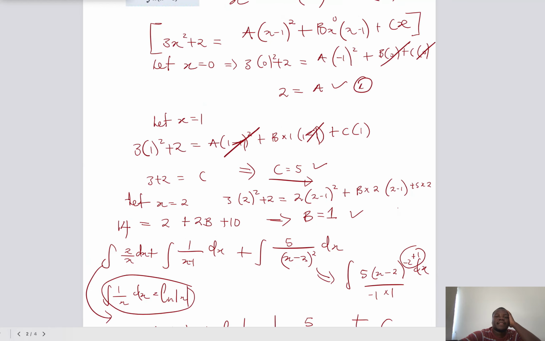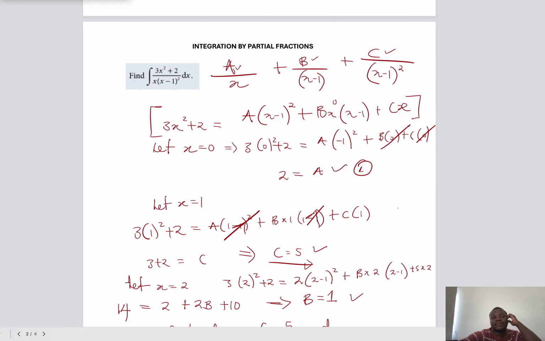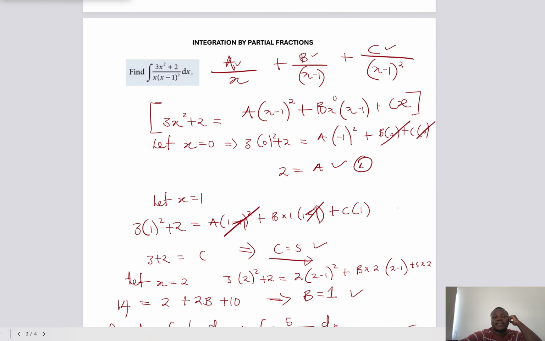So what I'm doing here is, like I said in part 1 of further integration in P3, we need to look at the rules of integration.